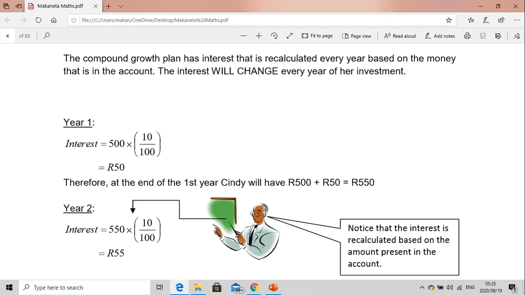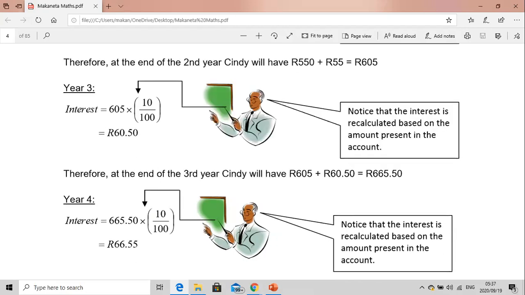So you are actually calculating the 10% interest on the total amount, which is 550, as opposed to doing it once in the simple interest. So you can tell that by the end of the second year, you will have 605 rands as opposed to the 600 rands that you had with the simple interest rate.